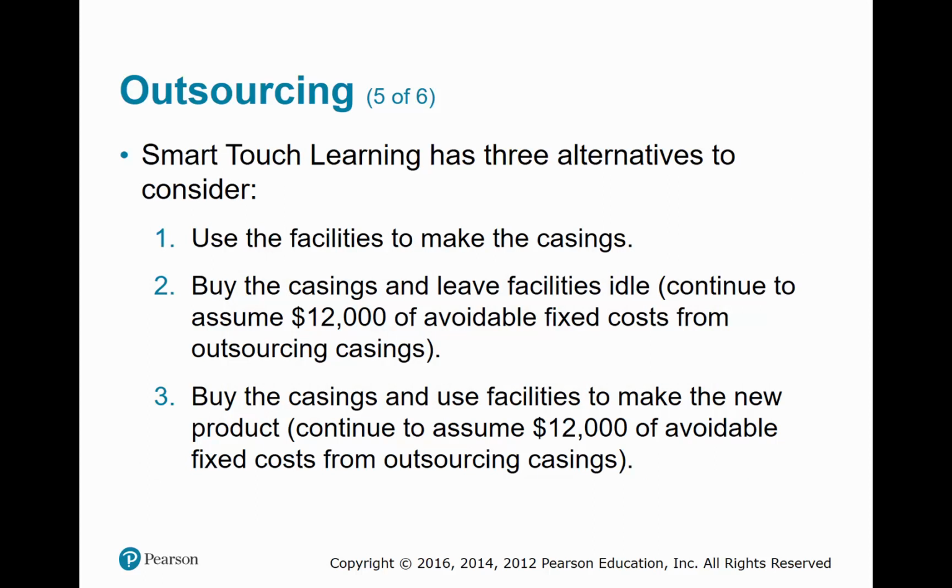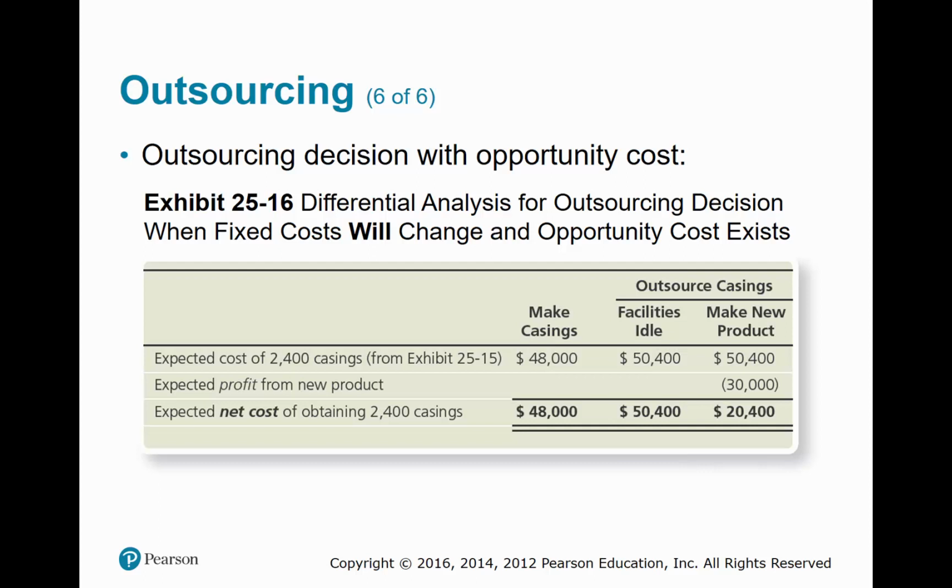So here's an example. 3 alternatives to consider. Do we use their facilities to make the casing, buy the casings and leave the facilities idle, or buy the casings and use the facilities to make a new product? So now they take the expected cost from making it, from outsourcing it and leaving it idle, or outsourcing it and making a new product. Then they can subtract out expected profit from the new product. And now it looks like outsourcing might make sense if they could actually use the space they were saving to make something else and make a profit on it.